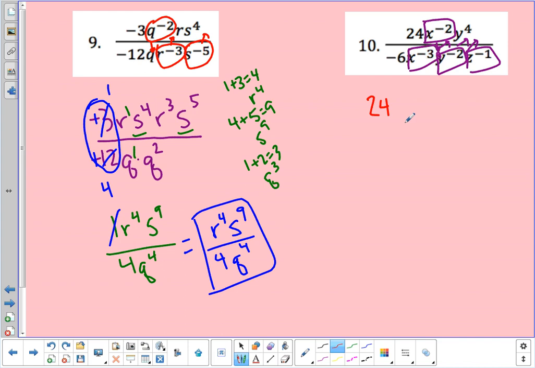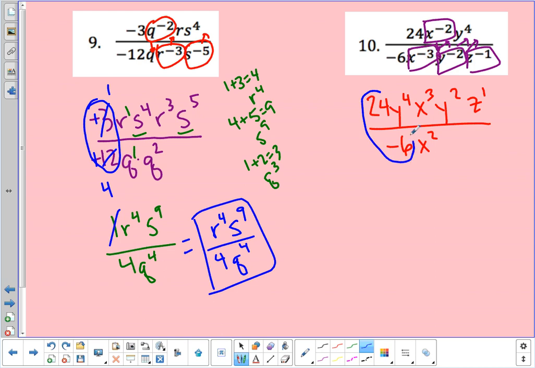24, we didn't move. Y to the fourth, we didn't move. X to the positive 3, y to the positive 2, z to the positive 1. All of that moved up from the bottom. Bottom, negative 6, didn't move it. X to the negative second is now x to the second on the bottom. Moved it down. Okay, so now let's combine.